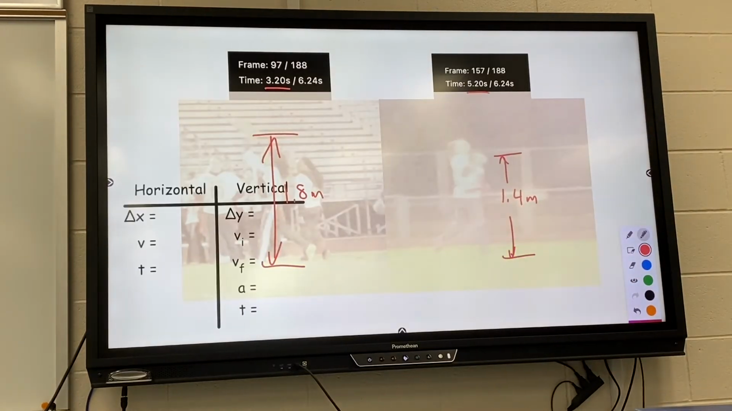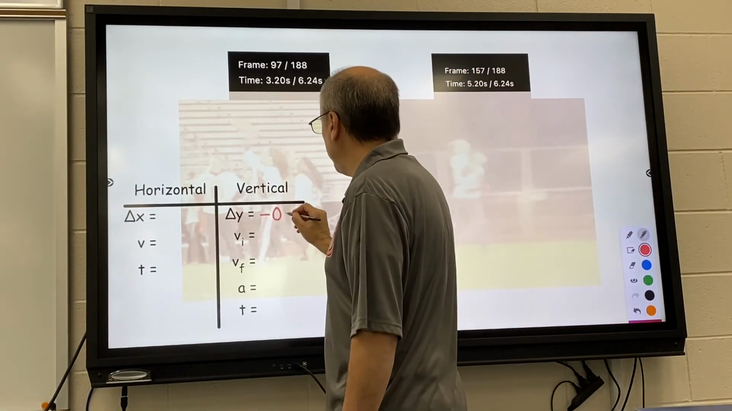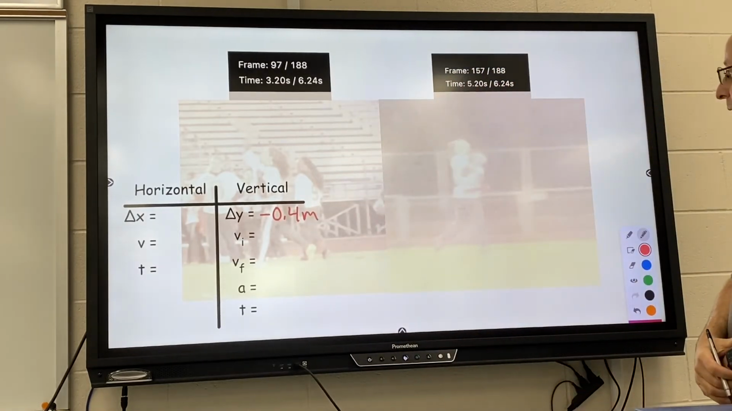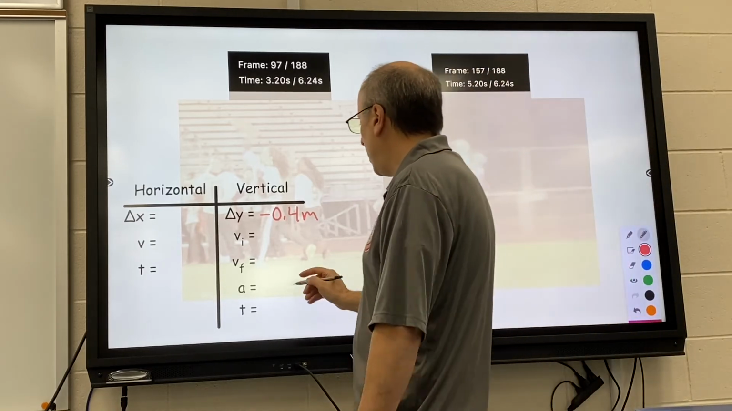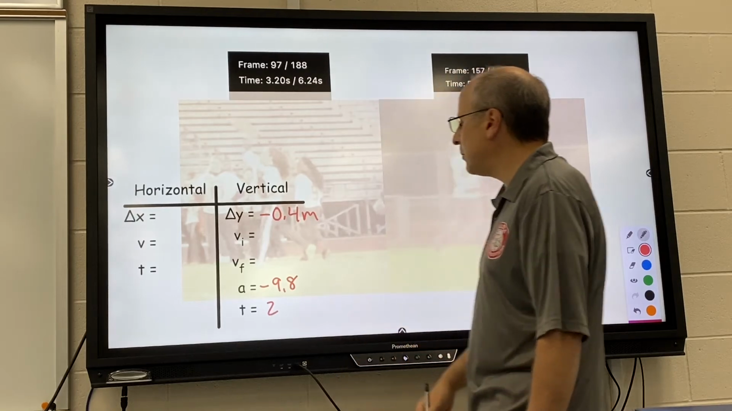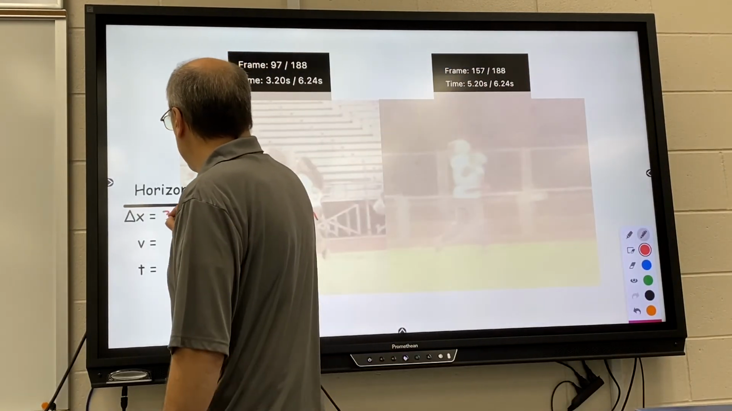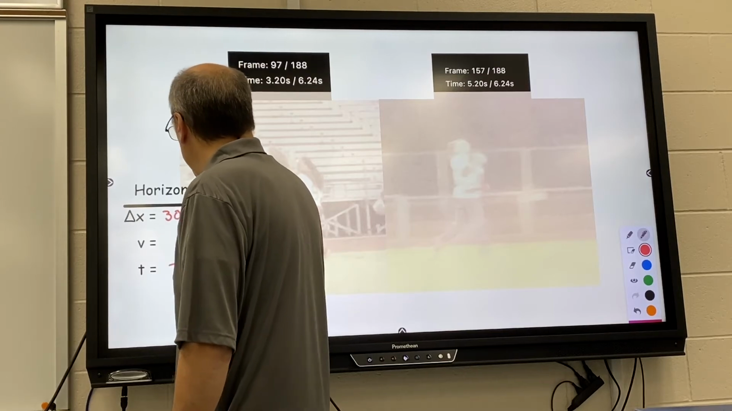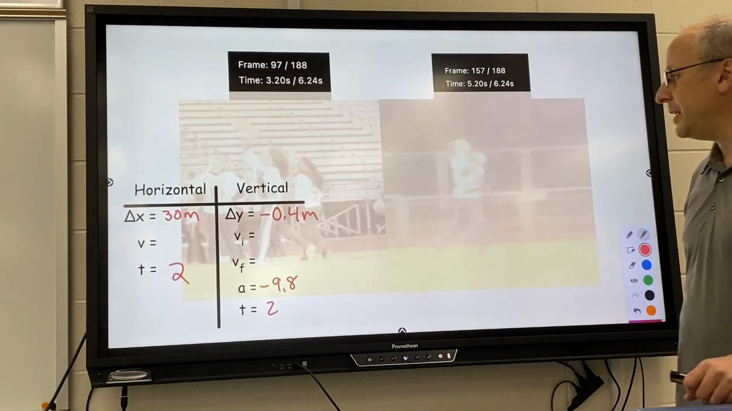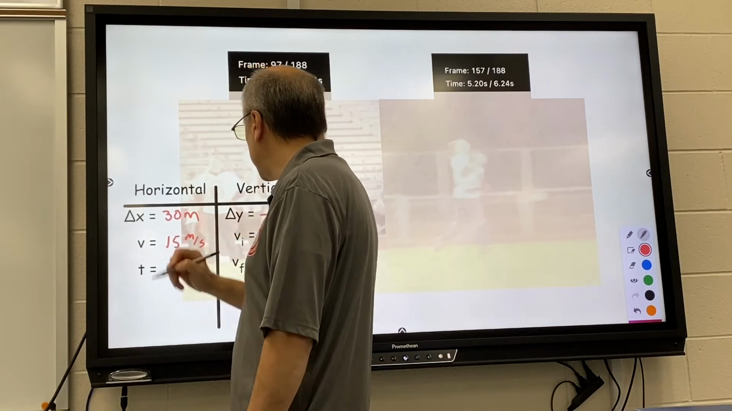What we're going to do with that is put that information into our chart. So this would be negative 0.4, the difference between the starting and ending heights. It ends lower than it starts. Our acceleration, we're going to use negative 9.8, and our time we're going to use 2. Our horizontal distance is about 30 meters. Our time is about 2. So with all this information that we got just from looking at the video, we could figure out that the horizontal speed was about 15 meters per second.